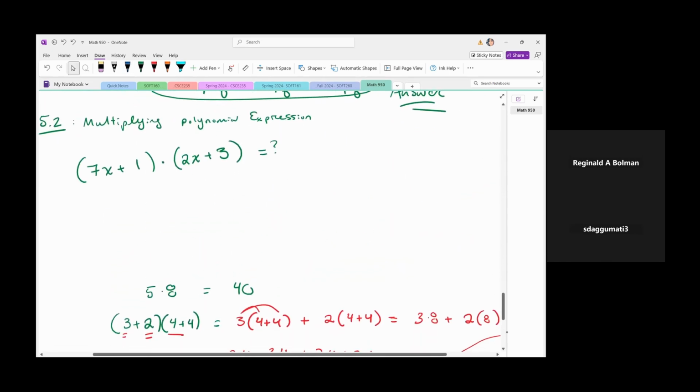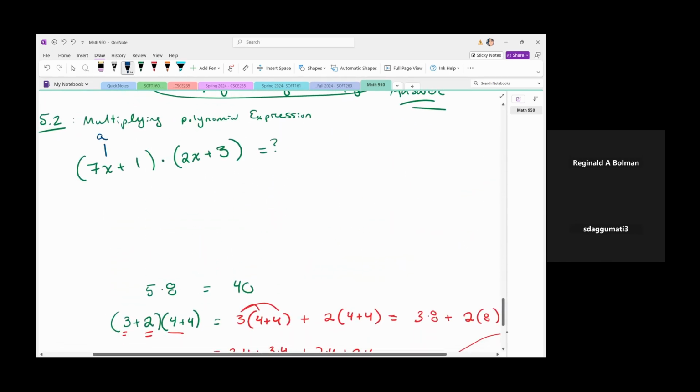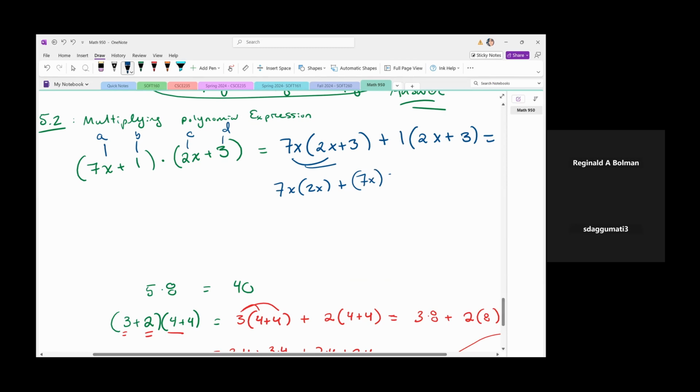Now, what we're going to do here is, if you guys can see, we have the same setup. Here's my A, here's my B, here's my C, here's my D. So what will happen, according to our extended distribution law, is you're going to have A times the C plus D term. In this instance, it'll be the 7x times 2x plus 3, and we'll have that added with the B, or 1, multiplied with the C plus D term. And so now we're going to do the distribution law. We'll have 7x times 2x plus 7x times 3 plus 1 times 2x plus 1 times 3.